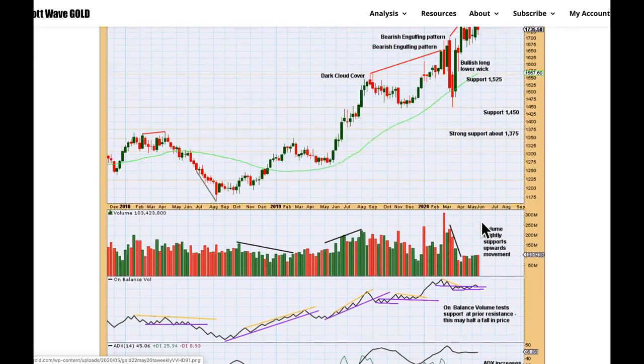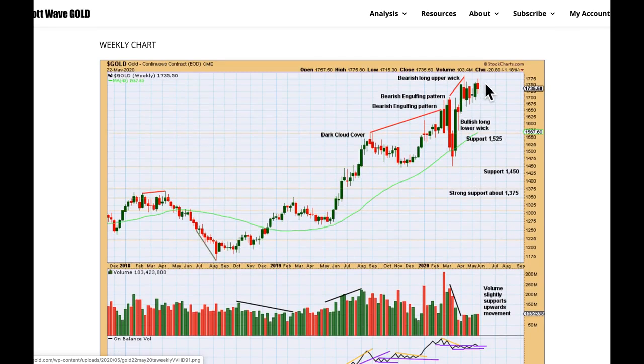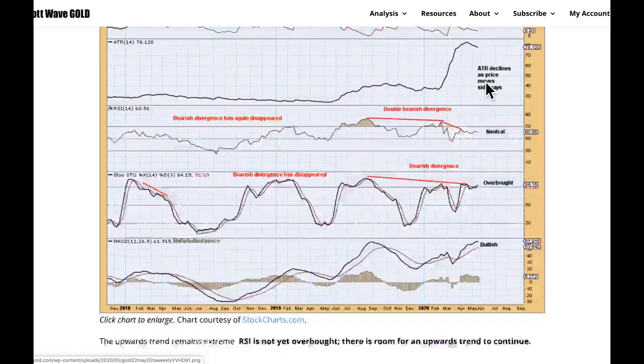ATR is declining as price is moving essentially sideways. When gold begins a new trend, it does tend to start off rather slowly. And so that could be the case. We could have had a trend change up here, but we could be about to see new highs first. We need to see price break out of this sideways range before we can have confidence in the next trend.